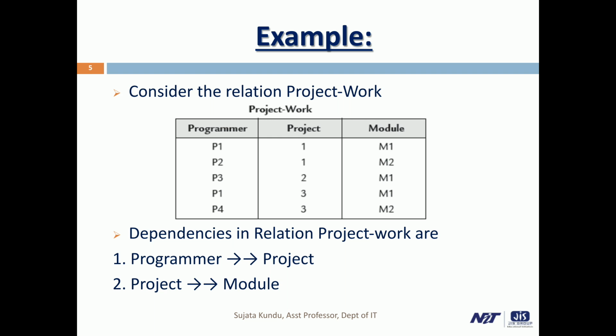So first we have taken an example of a relation. Consider a relation project work. The relation name is project work, and we assume that first of all, in project work we have the attribute programmer. That means here we will store the information about the programmers who will do the projects.